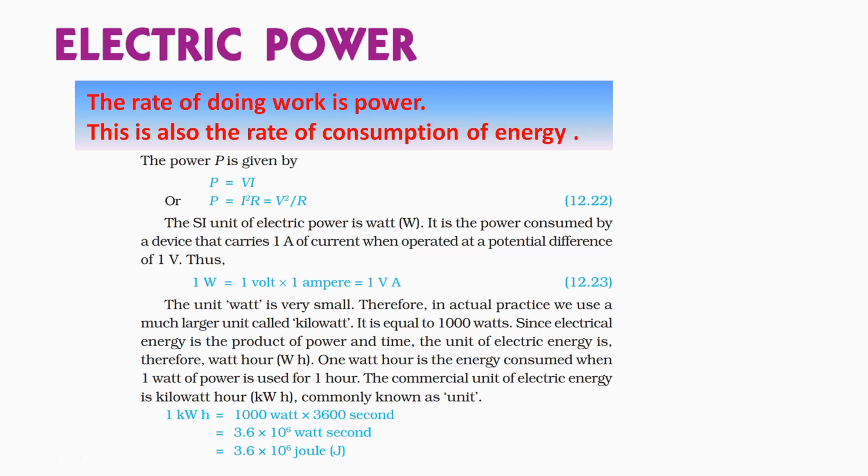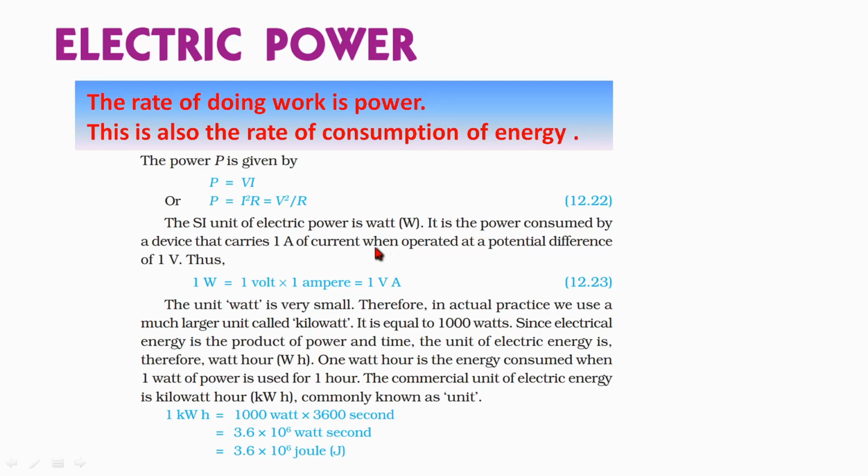Now let's see what is electric power. We know that power is the rate of doing work. This is also the rate of consumption of energy. So power is equal to, in the previous slides we saw, power is equal to V into I, or by Ohm's law it becomes I square R or V square over R. So the SI unit of power is watt.